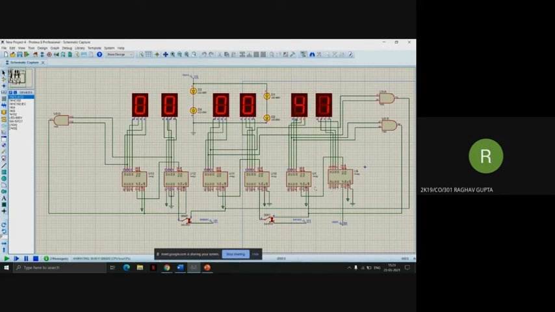When the first 74192 IC reaches the binary value 1010, which is 10 in decimal, by default the IC resets its value to 0, and through terminal 12, which is the carry output, it sends a pulse to terminal 5 of the second IC, which is the up clock terminal, in order to start its counting.